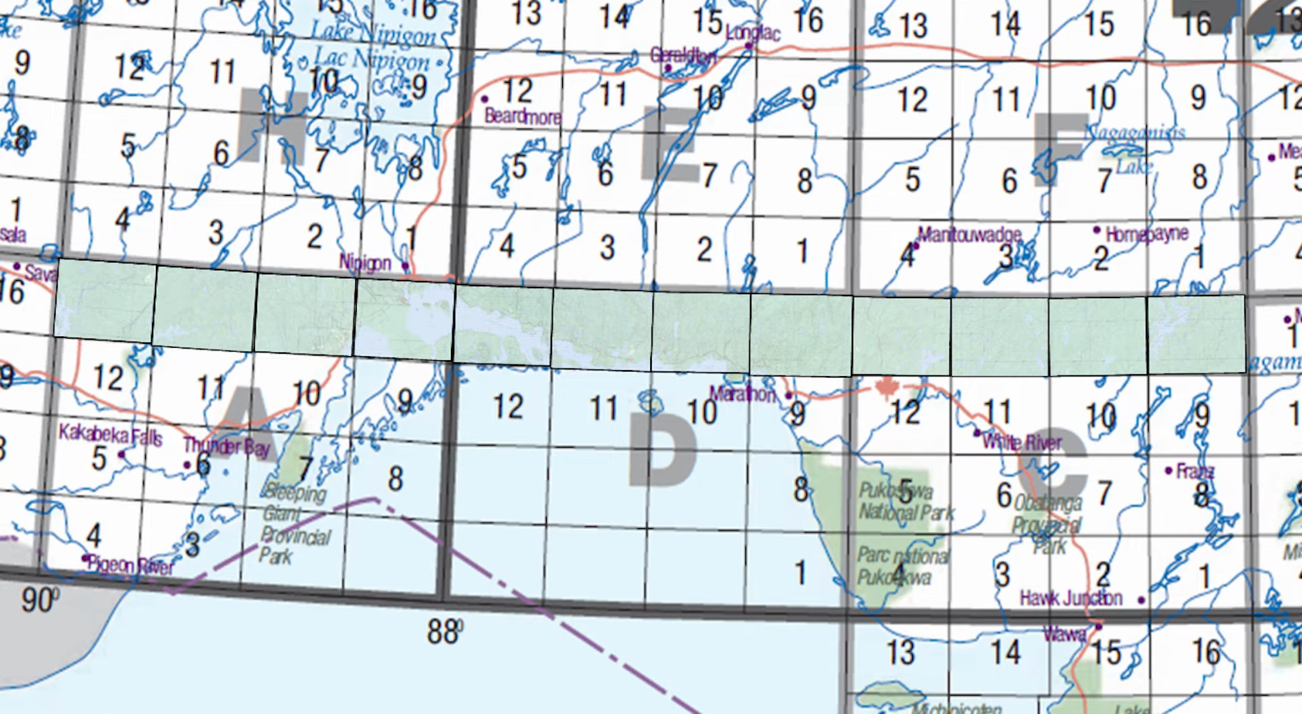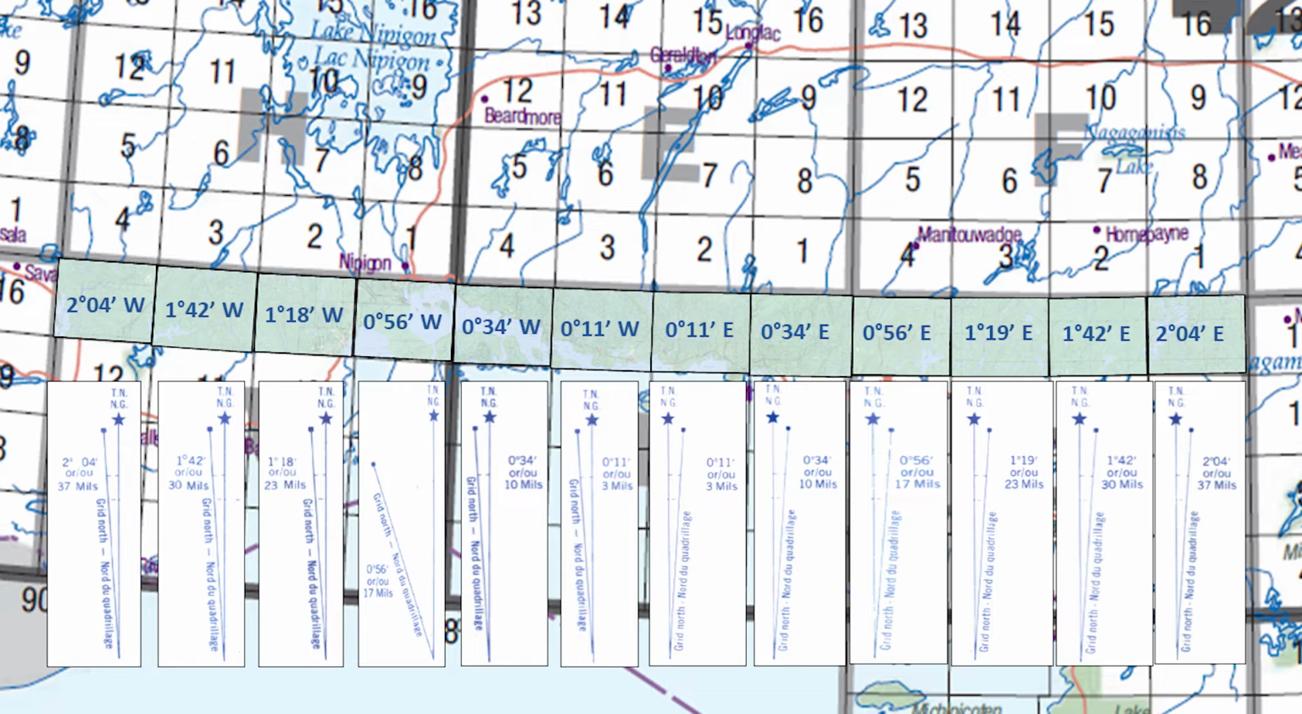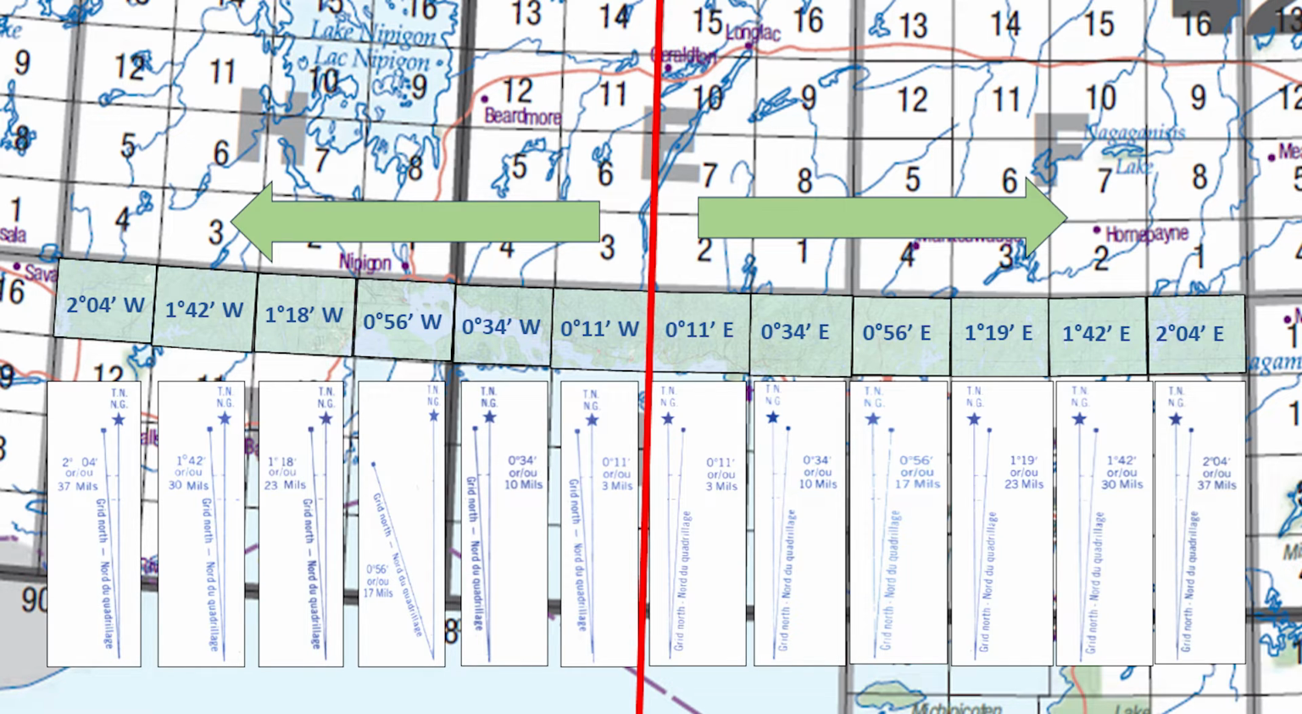Now let's compare all of these diagrams. At this latitude, it takes 12 of these 1 to 50,000 scale topographic maps to span the entire zone. 6 go east from the central meridian and 6 go west. The deviation of grid north from true north is negligible in the middle of the zone, but as you get out to the outsides of the zone, it's more than 2 full degrees. If you are west of the central meridian, then grid north points west of true north. If you are east of the central meridian, then grid north points east of true north.